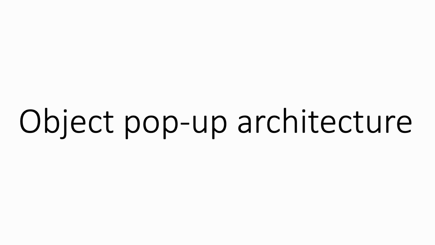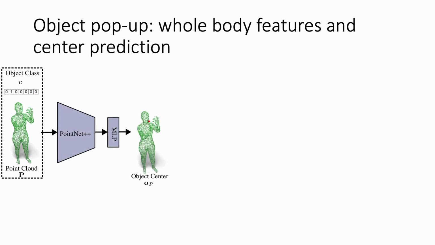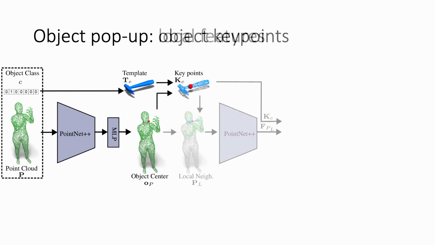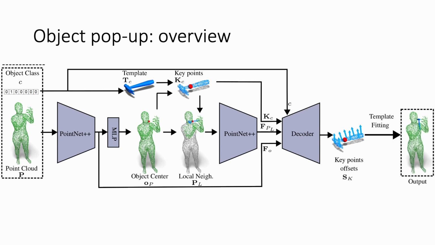These challenges directly influence the design of our architecture. An input point cloud is used to extract global features and infer the object center. After that, the object template and corresponding set of keypoints are selected. Then, the center is used to obtain a local neighborhood and extract features from it. All the extracted features are used to predict offsets for the object keypoints. Finally, during the post-processing step, the object template is fitted into the predicted keypoint locations.